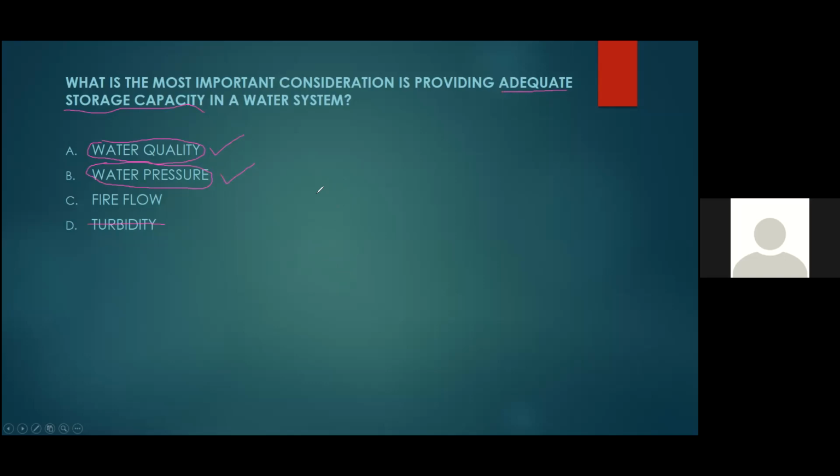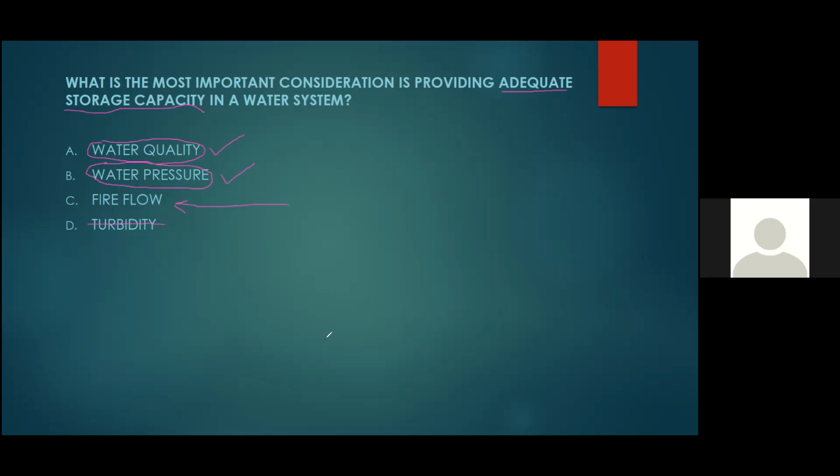We store water for a number of different reasons. For emergencies, for water breaks, power outages, and fire protection. So when you look at this one here, fire flow is the answer. Right? The most important consideration in water treatment and delivering product to our customers is definitely going to be water quality. But that's not what the question's asking.